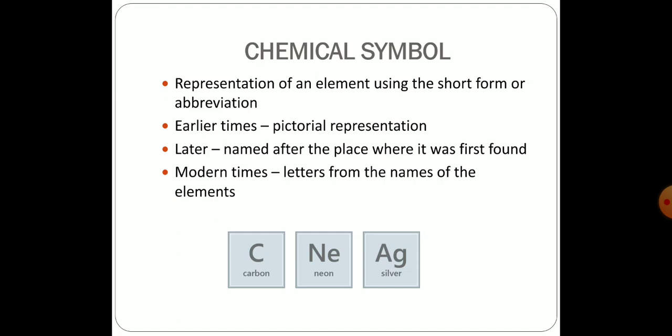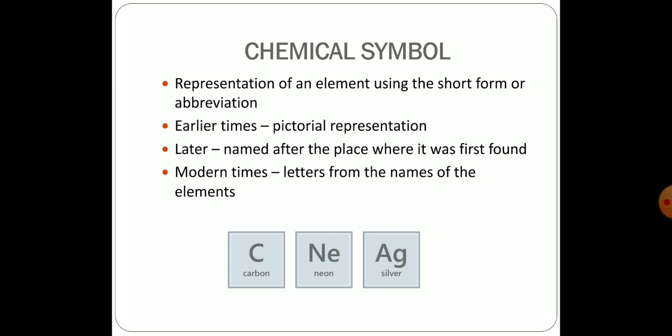Okay, so earlier, instead of symbols, we were showing elements in pictorial form, and then we moved to naming from the place where it was found. Then we stopped all this. Now in modern times we are taking the symbols from the names of the elements themselves. So what is a symbol? It is a short form or abbreviation of the elements.